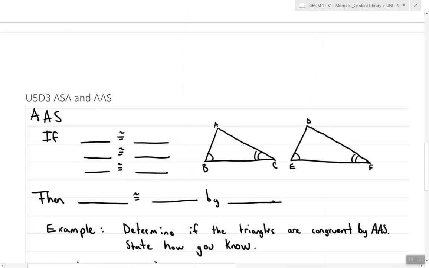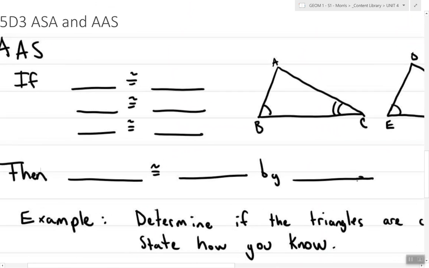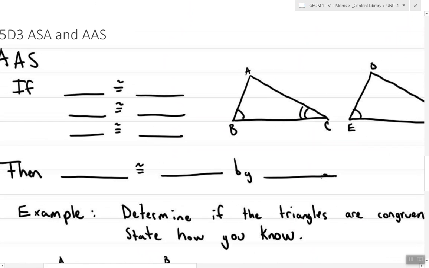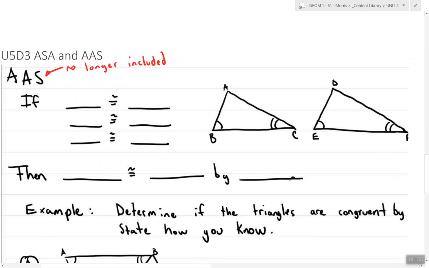Alright, let's go down to angle angle side. In angle angle side, the side is no longer included. So it's going to be on the outside of the two angles that are congruent. So if angle B is congruent to angle E, and angle C is congruent to angle F, so I've got this one, this one, this one, and this one.